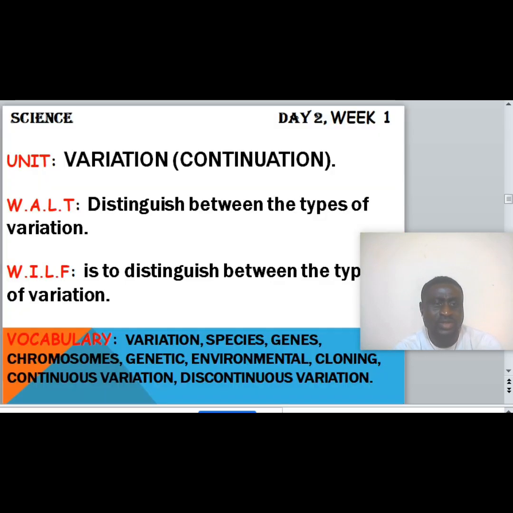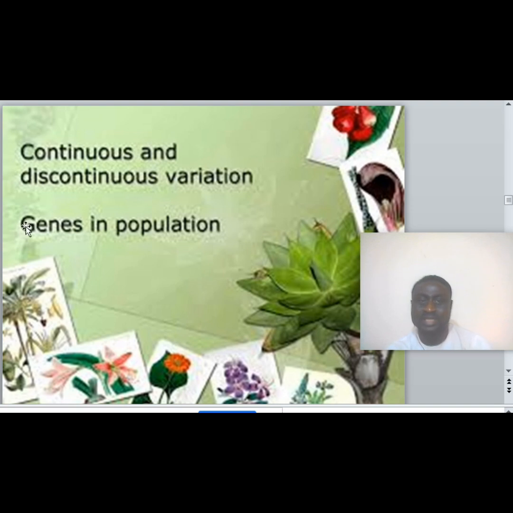They all look different. So that takes us to the continuation on the topic variation, and today we're learning to distinguish between the types of variation. What I'm looking for at the end of this lesson is to distinguish between the types of variation. So quickly, there are two types of variation in science. We have what we call the continuous and discontinuous variation. Can we get that together? Continuous variation and discontinuous variation amongst population.